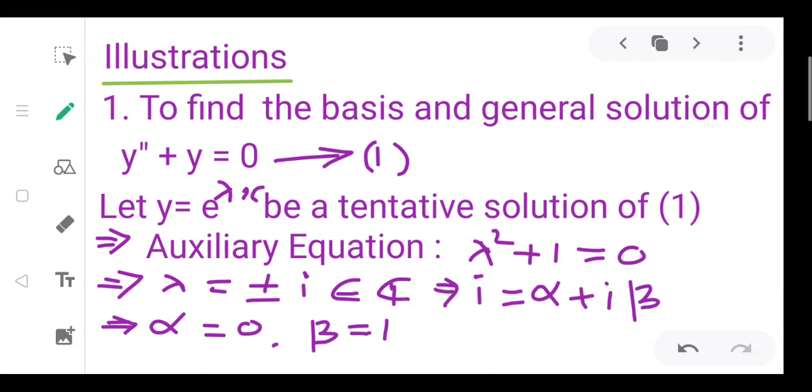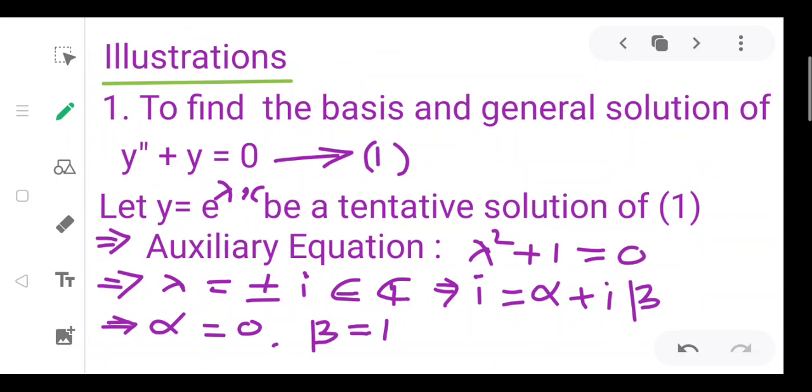Here, as in the concept, y is equal to e raised to lambda x be a tentative solution of equation 1. So the auxiliary equation is lambda square plus 1 equal to 0. Solving, we are getting lambda equal to plus or minus i, means roots are complex conjugates. Lambda 1 equal to i and lambda 2 is equal to minus i.